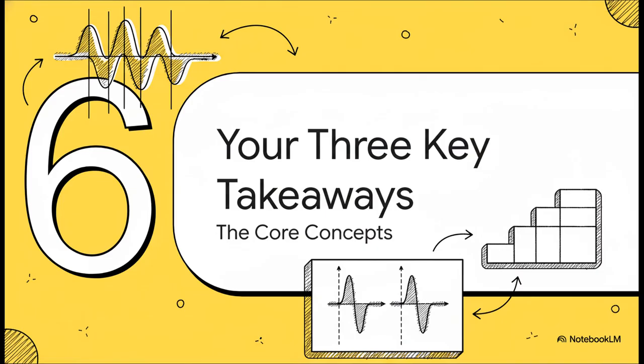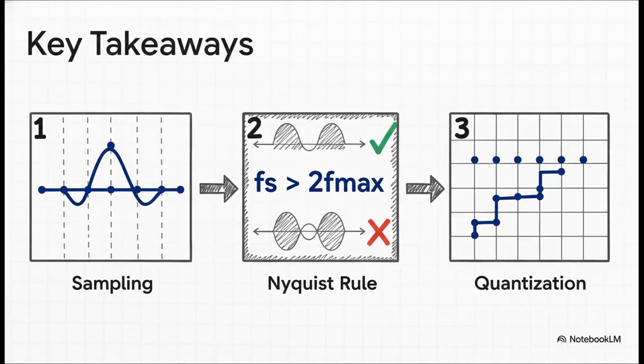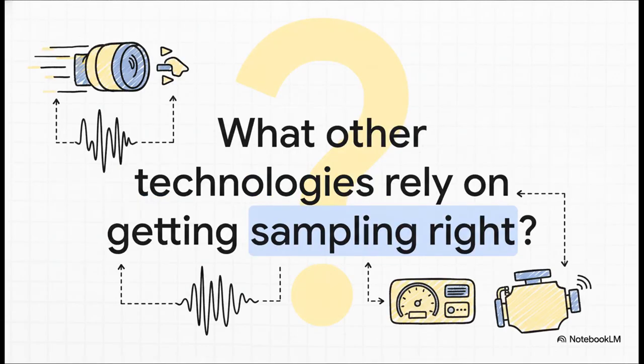All right, we've gone through a lot, so let's boil it all down to the 3 absolute core concepts you need to walk away with about this whole analog to digital conversion process. Remember these 3 steps. First, you sample in time. That's how you go from continuous to discrete. Second, you have to obey the Nyquist rule, sample more than twice as fast as your highest frequency, or else you get that catastrophic aliasing error. And third, you quantize the amplitude of those samples so they can finally be represented by a finite number of bits.